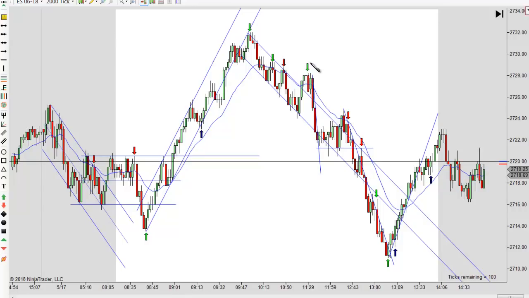I would measure this leg and look for another possible measured leg down. But this thing just keeps going, just takes off.